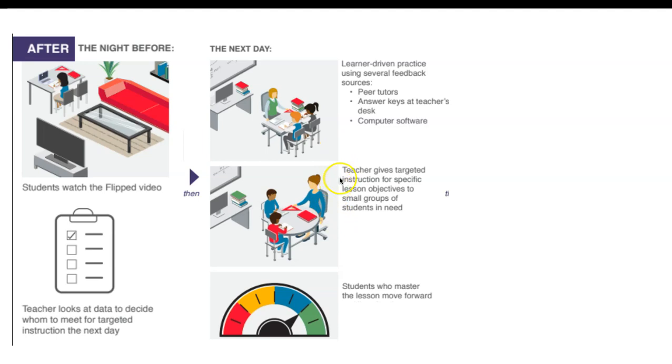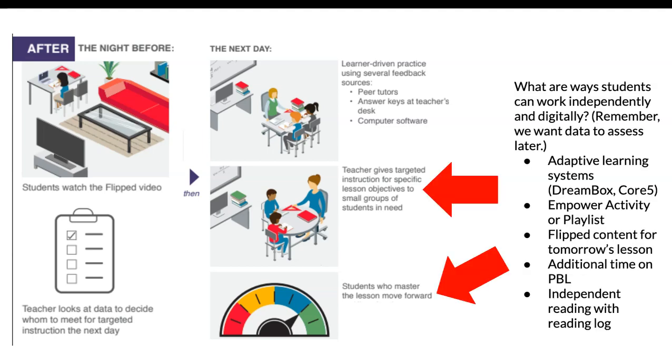Next, the teacher is giving targeted instruction for specific lesson objectives to small groups of students that need it. And that's based on how they answered and what they said and what was accomplished the night before, which can help drive some of that instruction. And if it's digital, it's going to be a lot quicker to assess and collect. Now, for the students that already have it, or you've determined they got this, you could have the students who master that lesson move forward. And that's going back to what we talked about as far as pace, right? So there is the idea that some students are moving along with the learning faster than others.